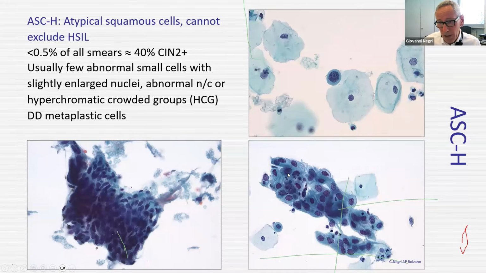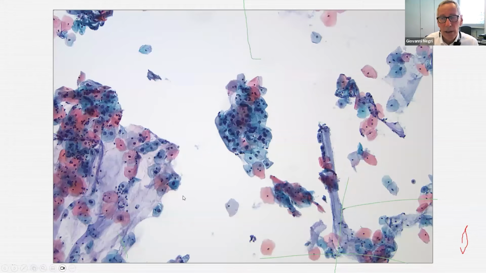Another possibility, you have metaplastic cells with some irregular nuclei. Maybe it's the only group of cells that look so atypical. You have some irregular nuclear membrane, but no real polymorphism. And again, maybe you prefer to call it ASC-H, or you have hyperchromatic crowded groups that are more difficult to look at. And again, you prefer to call it ASC-H. So ASC-H is actually a borderline diagnosis.